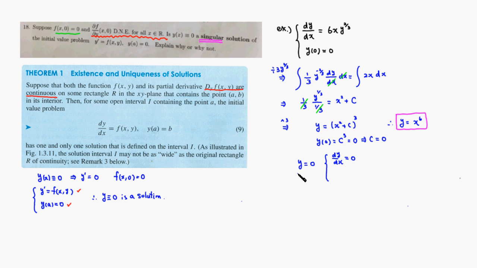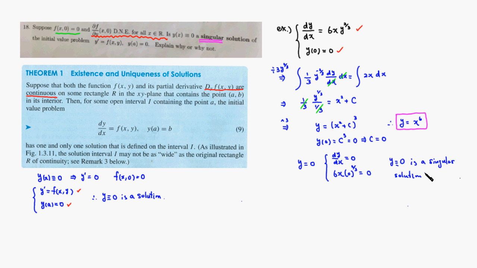Then if you compute the right-hand side, you have 6x, and y is actually 0 raised to the 2/3 power, which is a long way of writing just a 0. So the differential equation is satisfied, and obviously the initial condition y equals 0 is satisfied. So we have a solution which does not come from the general solution. So y equals 0 is a singular solution.